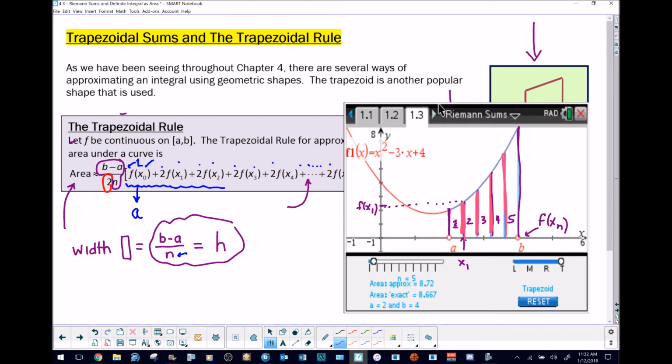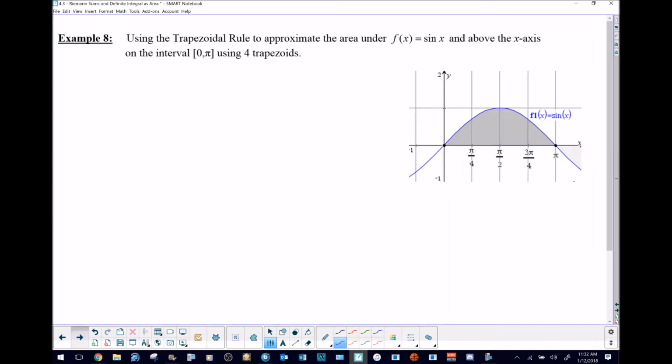So on to example 8, which is the trapezoid rule approximating the area under sine of x above the x-axis on the interval 0 to pi using 4 trapezoids. Well, I'm going to go ahead and use that particular formula, but at the end of the problem, I'll show you another alternative approach that one could use without having to memorize that formula.